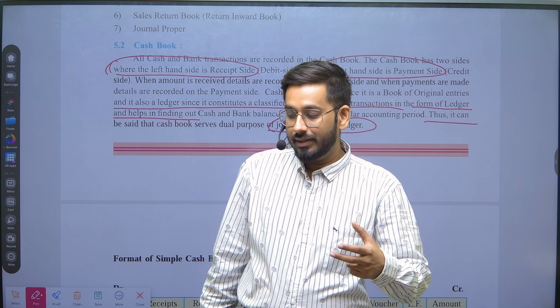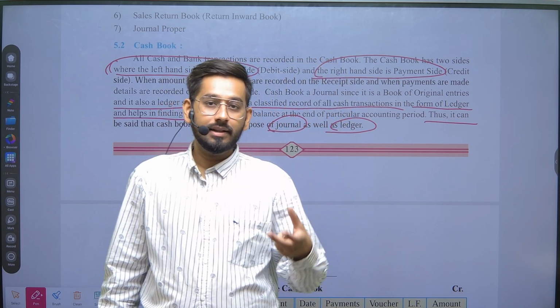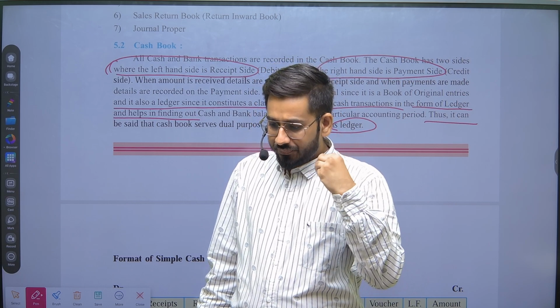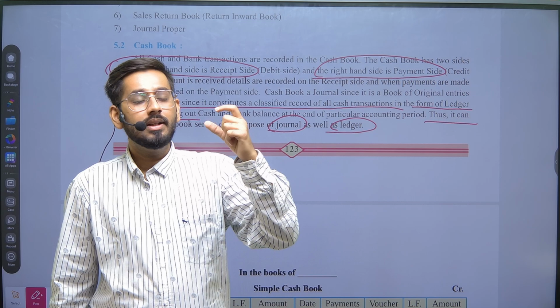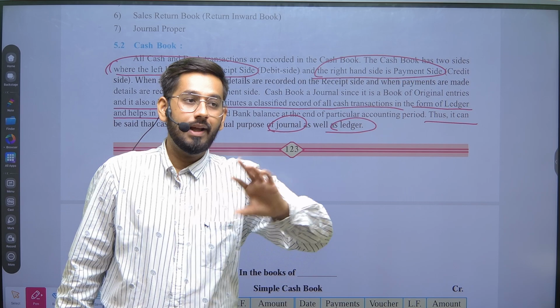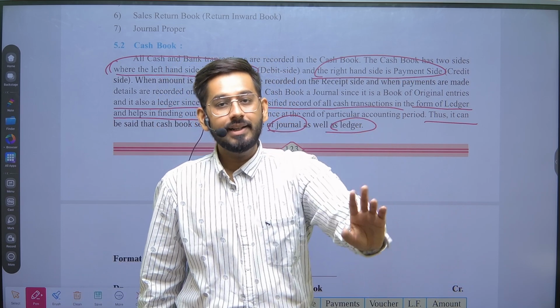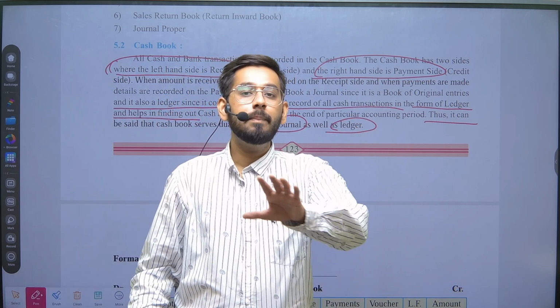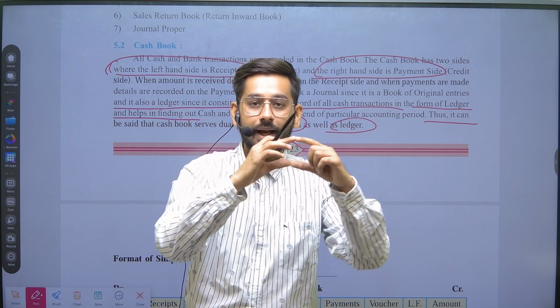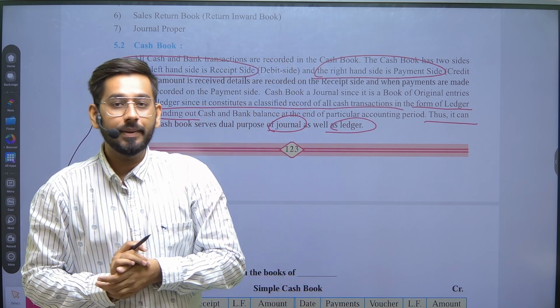In other words, in simple words, you can also learn it like this: the cash book is a book of recording transactions in which the left hand side is the receipt side and the right hand side is the payment side. Received equals receipt, and paid equals payment.